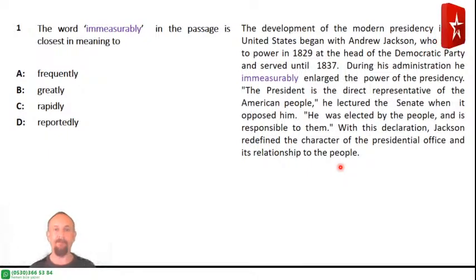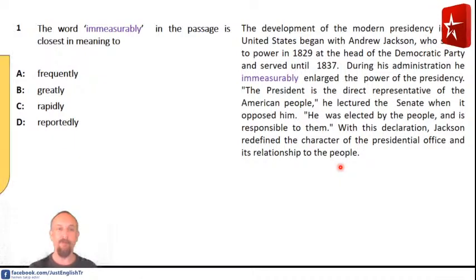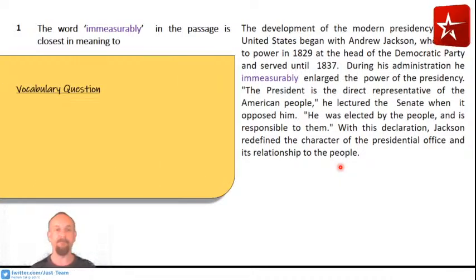Ramazan says D, reportedly. He reportedly enlarged the power of the presidency. Well, it fits. It does. He frequently enlarged the power. They all fit. They all look good. Hello, Fatmanush. Welcome to the lesson. She's gone with B. Okay, well, let's have a quick look at the strategies first.